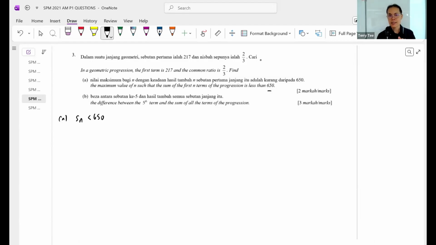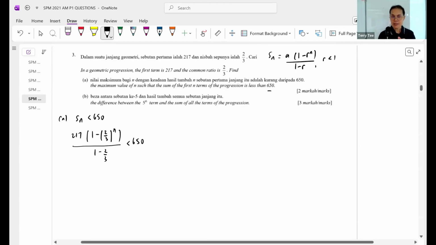Okay, remember, Sn formula is this, is a bracket. There are two versions. We use the second version, 1 minus r power n over 1 minus r. We use this in the event that your r is less than 1. All right, this r is 2 over 3, which is less than 1. So I'm going to use this. Okay, your a is what? 217. Bracket 1 minus 2 over 3 power n. Divide by 1 minus 2 over 3 less than 650.